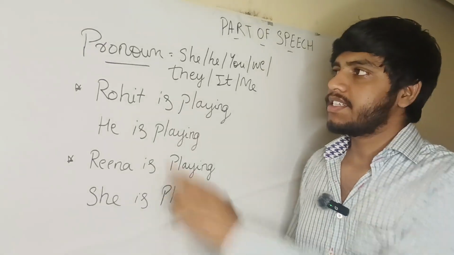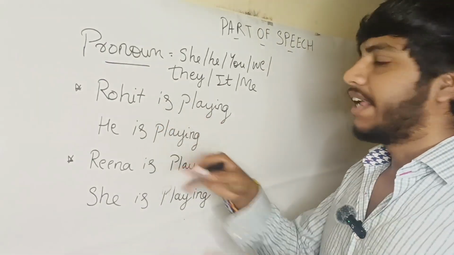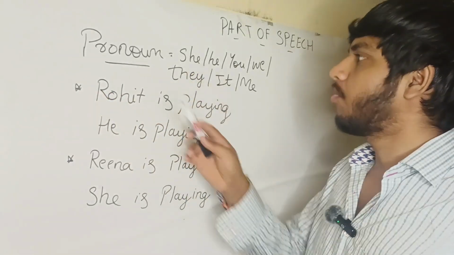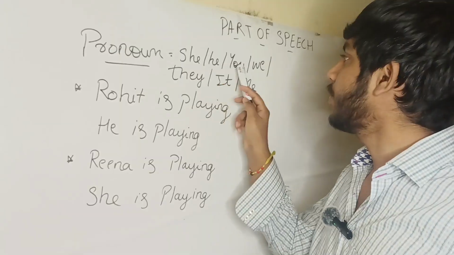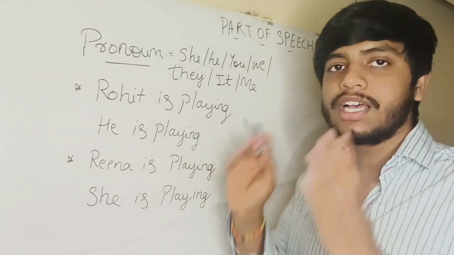Now the next part is pronoun. Let us understand what is pronoun. Pronoun is nothing but, in any sentence, instead of a noun, we use a pronoun. For example, the words in pronoun are she, he, you, we, they, it, me, myself, etc. These are called pronouns.